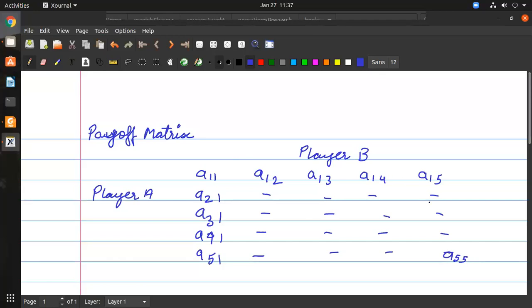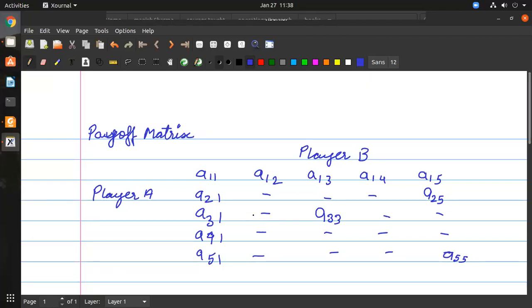So I am not writing all these values, but I hope you can understand what these values are. Can somebody tell me what the value for this dash will be? It will be 25. Similarly, this one will be 3. Okay, good. I hope you can understand this.